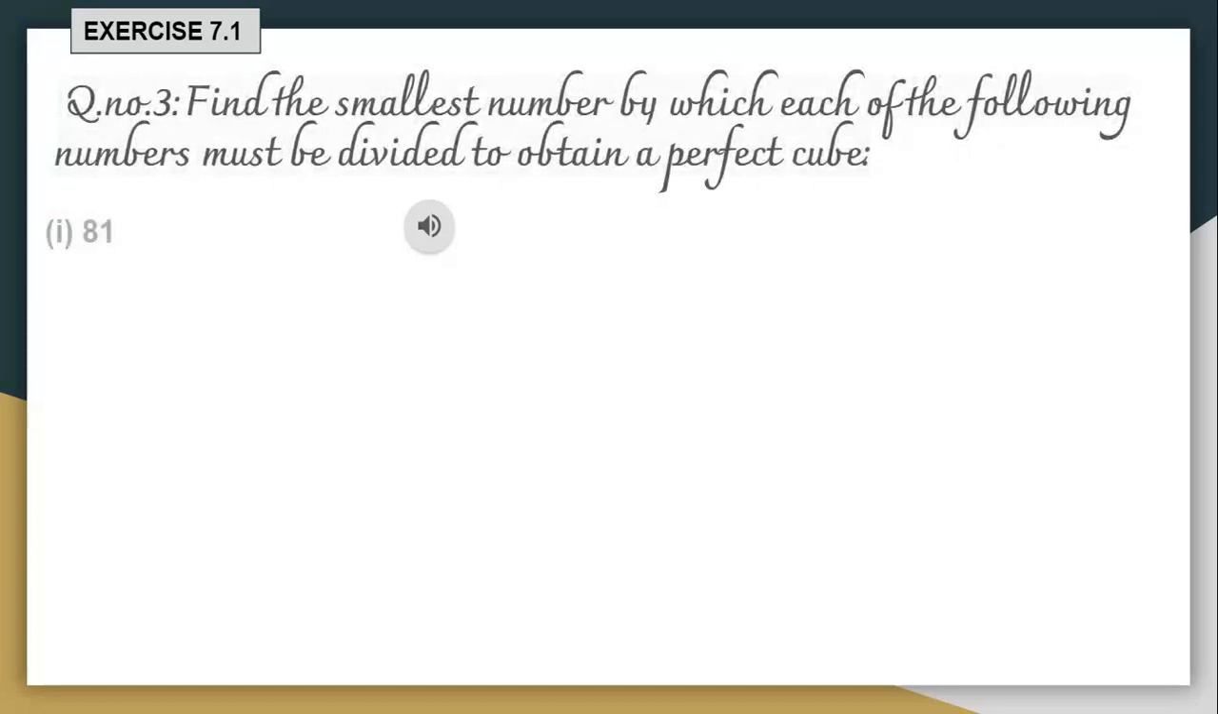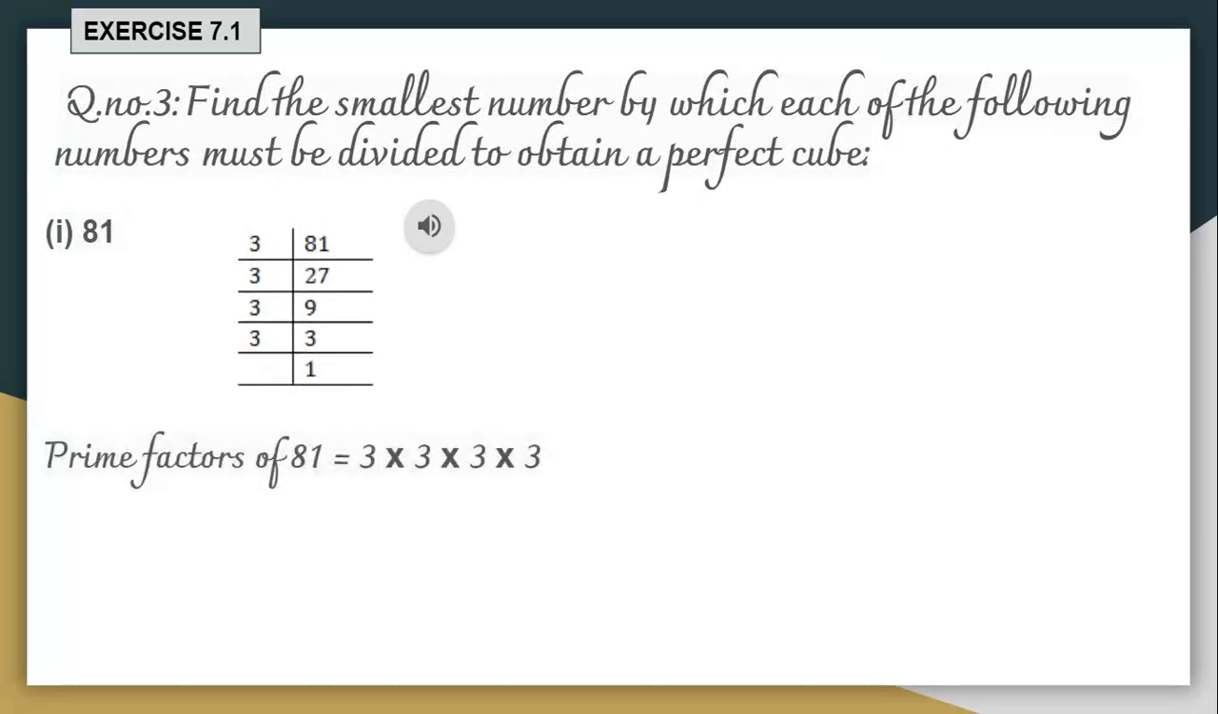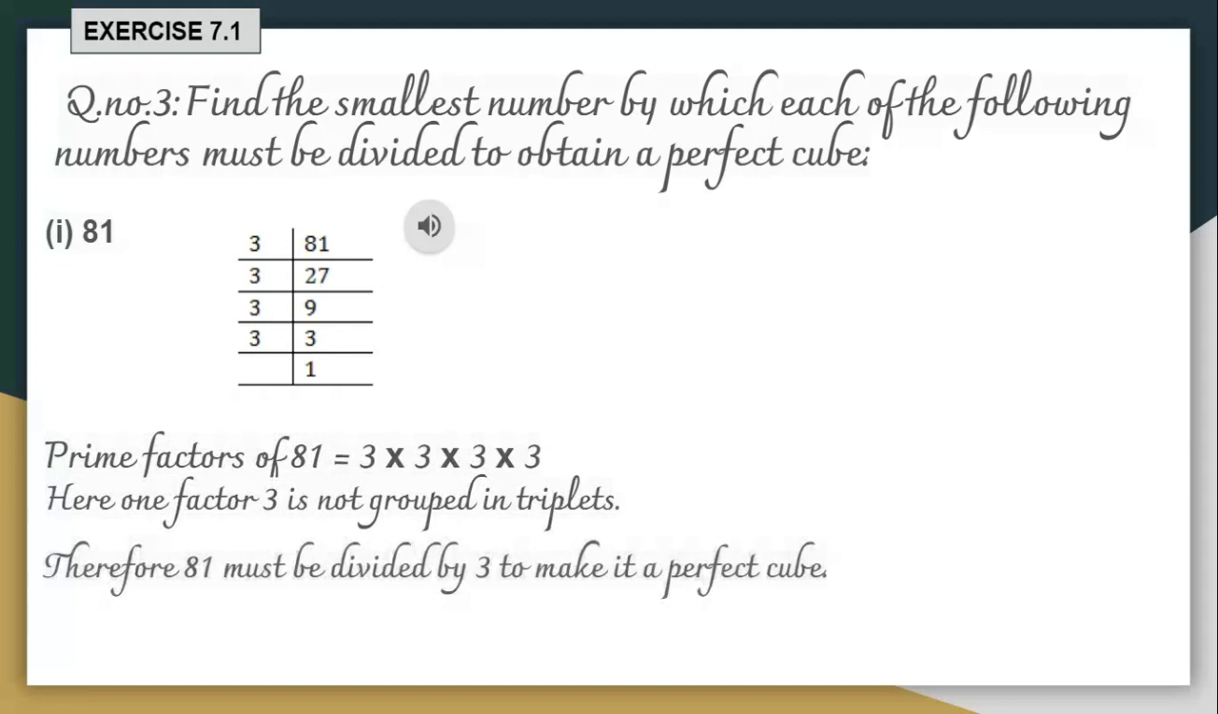Here the first number is 81. So first see the prime factorization of 81. The prime factors of 81 are 3 into 3 into 3 into 3, that is, 3 four times. So first three 3s make a group, then the remaining one 3 is not in a group, isn't it? So we divide 81 by that 3, then we will get a perfect cube. Here one factor 3 is not grouped in triples, isn't it? So therefore 81 must be divided by 3 to make it a perfect cube. So 81 divided by 3 is 27. We know that 27 is the cube of 3. Clear?